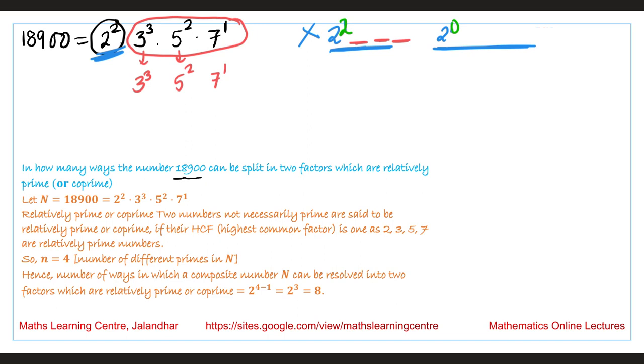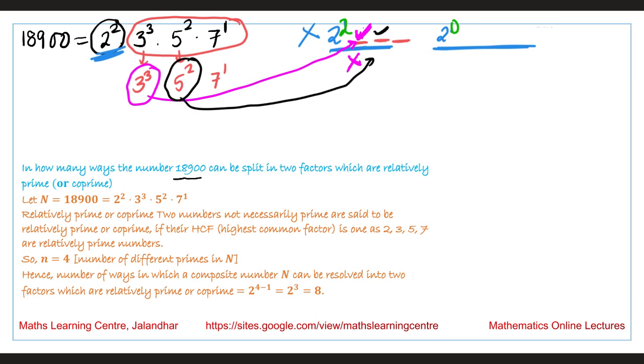We have either 3 raised to the power 3 will be there. We are saying it will be there or it will not be there with this 2 raised to power 2. Next we are saying this 5 raised to the power 2, either it will be at this place or it will not be at this place. Or 7 raised to the power 1, either it will be at this place or it will not be at this place.